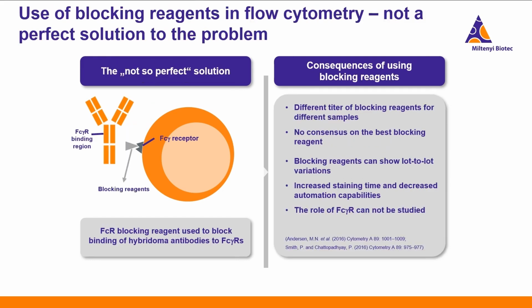To solve this problem, researchers often use blocking reagents. These reagents are incubated with the cells prior to staining with fluorescently labeled antibodies. While this approach can mitigate the problem to some extent, it's far from ideal. One major drawback is the variability in the titers of blocking reagents required for different samples. Additionally, there's no guarantee that these reagents will effectively block all Fc receptors, leading to inconsistent results and potential inaccuracies in data interpretation.